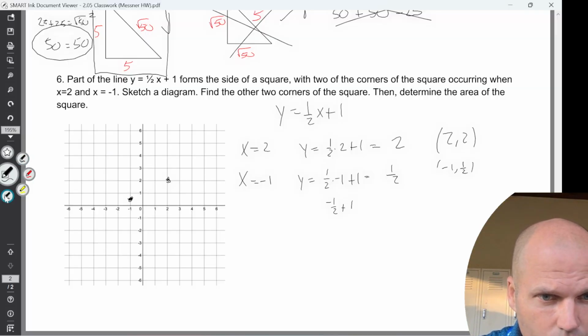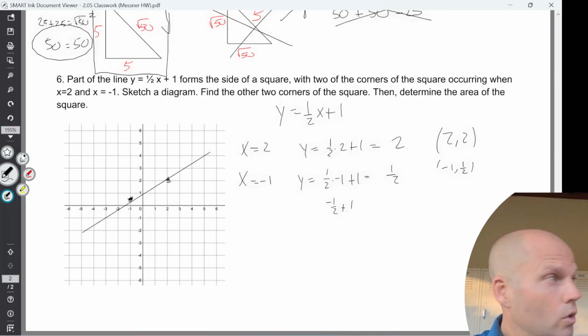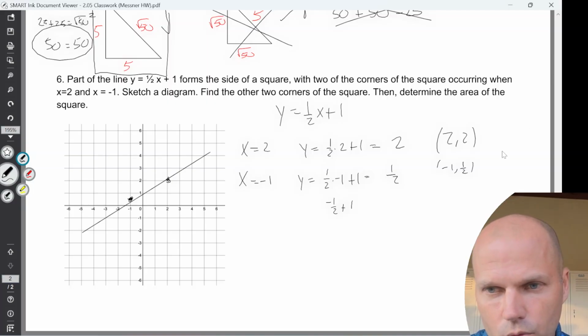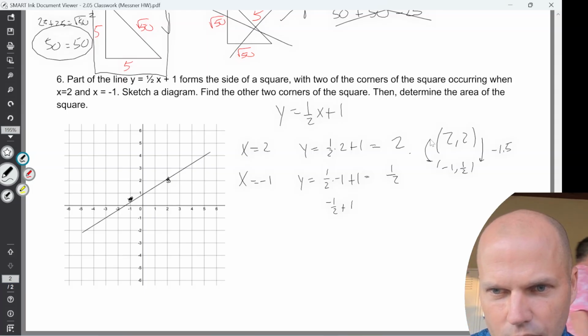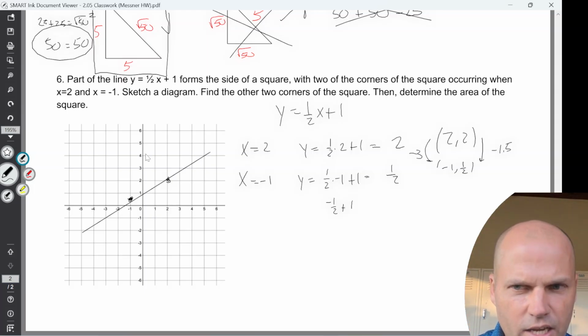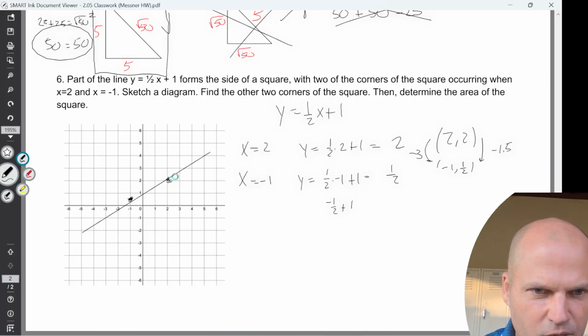Here is my line. If we see that we go down 1.5 and we go left 3, we can kind of reverse that. So this is a Y change. I'm going to make this a Y change. I'm going to go up 3, 1, 2, 3, and I'm going to go over 1.5. And I get this point, which is 0.5 comma 5.